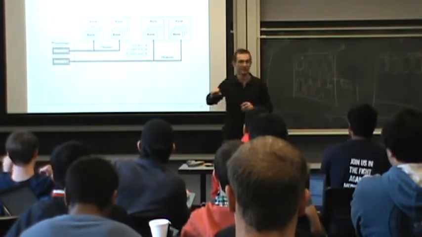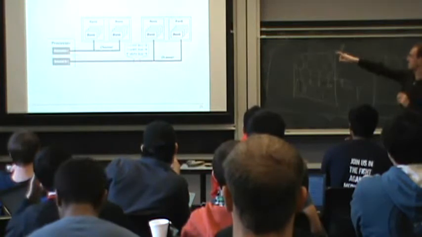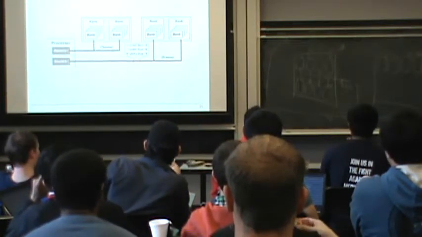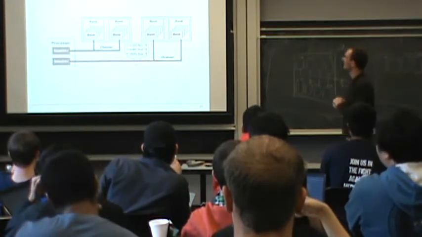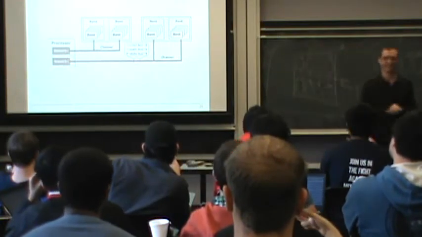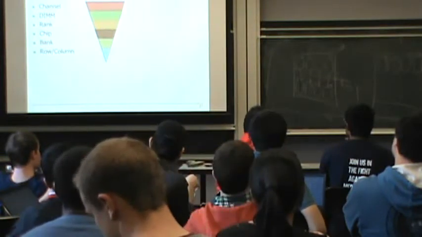Okay? Each DIMM has one channel. In this case, each DIMM is connected to one channel. That's right. The chips are not shown. The banks are. You can look at different pictures, but this is the hierarchy basically.